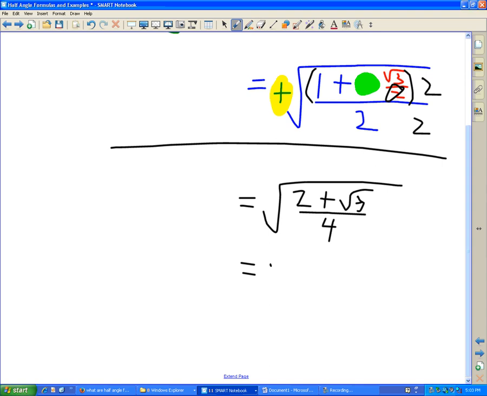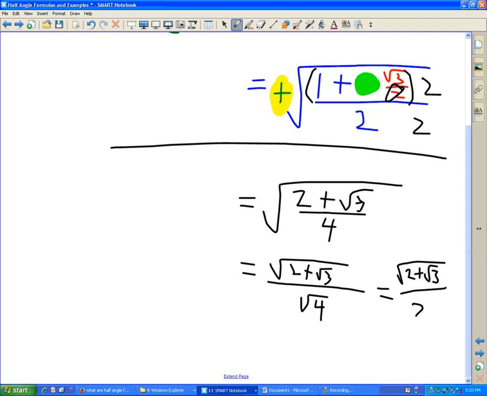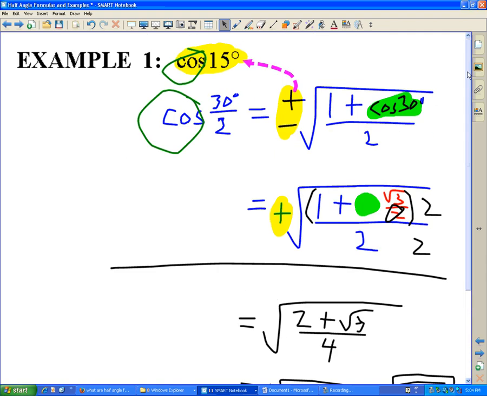So I'm going to write the square root of 2 plus root 3 in the numerator divided by root 4. And the beautiful thing here is that 4 is a perfect square. And so we're just going to get a 2 on the bottom, which means I don't even have to rationalize it. That's my answer. That's the ratio right there, square root of 2 plus root 3 divided by 2. That is the answer for the cosine of 15 degrees.